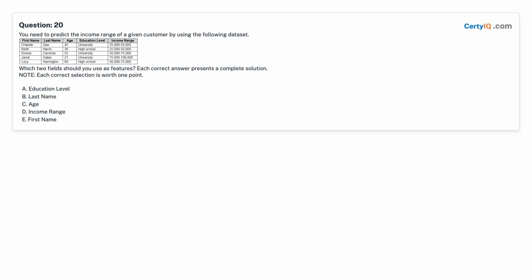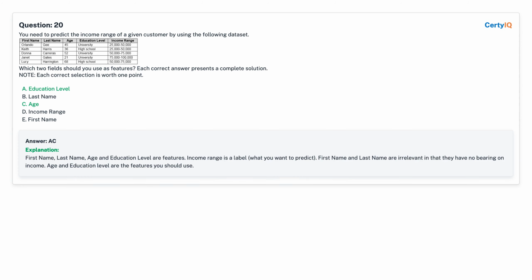Question 20. You need to predict the income range of a given customer by using the following dataset. Which two fields should you use as features? Each correct answer presents a complete solution. Note: each correct selection is worth 1 point. A. Education level. B. Last name. C. Age. D. Income range. E. First name. Answer is C. H.